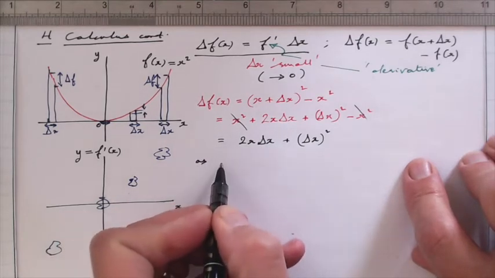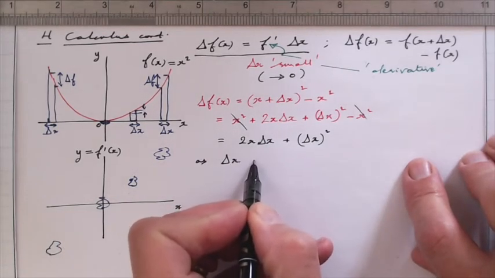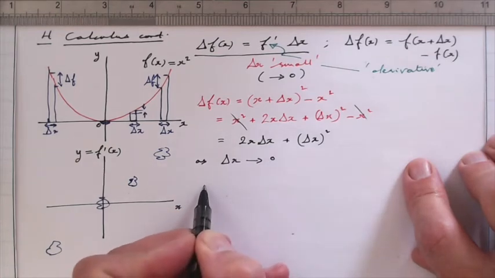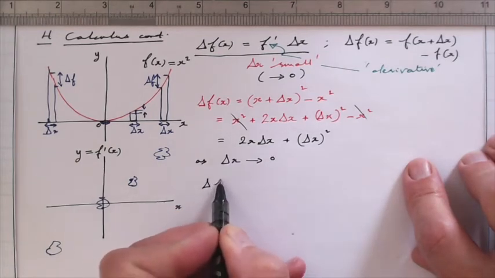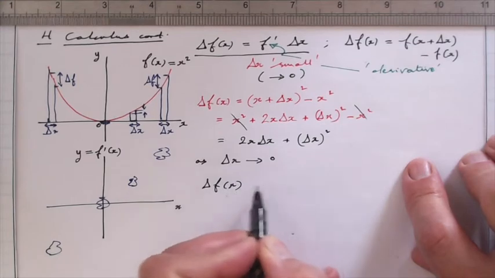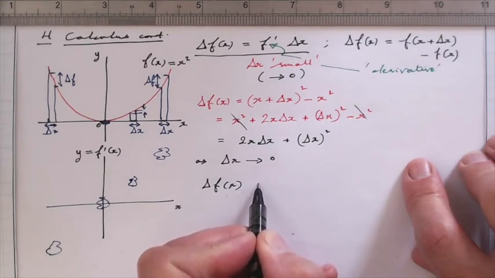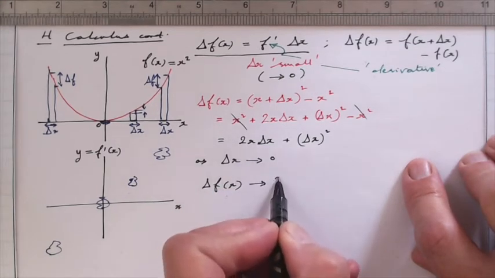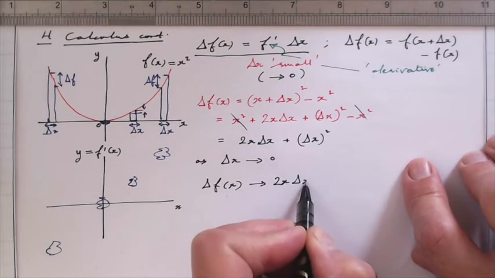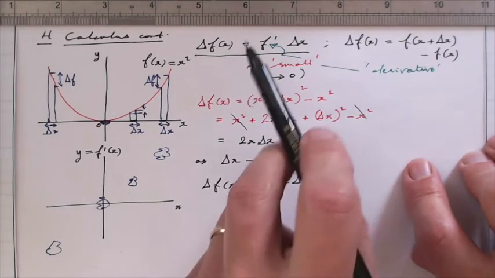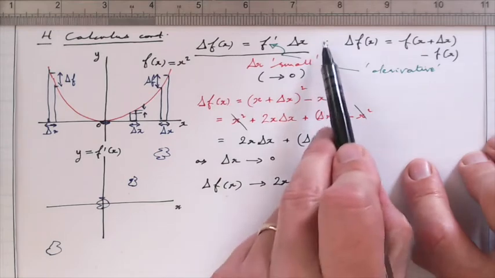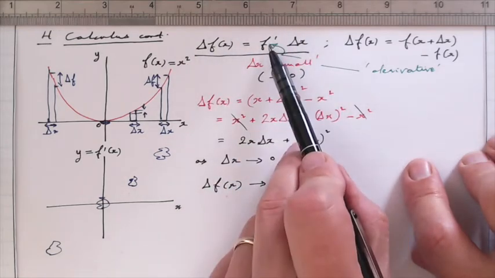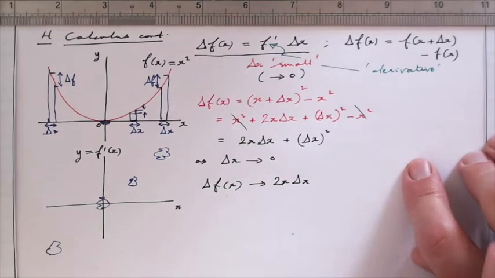So as delta x goes to 0, then this delta f, essentially, I'm going to just write it with an arrow, goes to 2x delta x. And if we compare this with essentially our definition of the derivative, we can read off the derivative here.